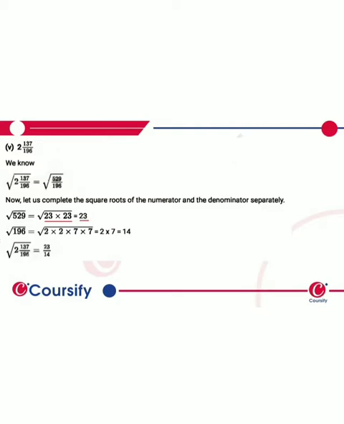And under root 196, that is the denominator. In this we have prime factors 2 into 2 into 7 into 7. So this becomes 2 from here and 7 from here, that is 2 into 7, which is equals to 14. So we can write it as under root of 2 of 137 by 196 is equals to 23 by 14.